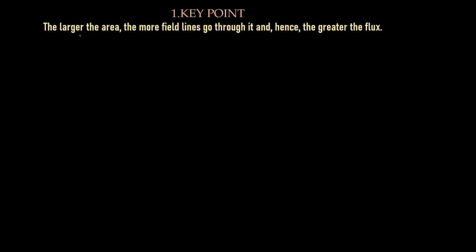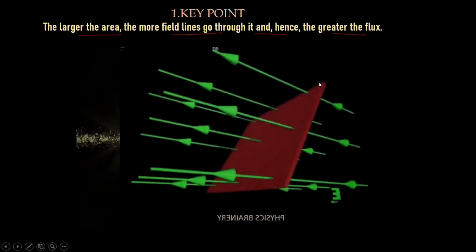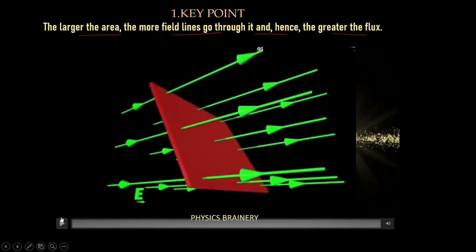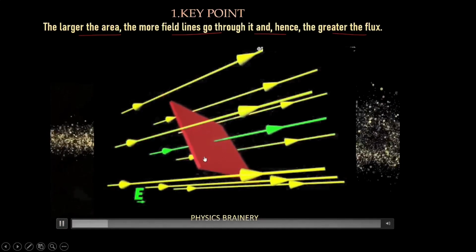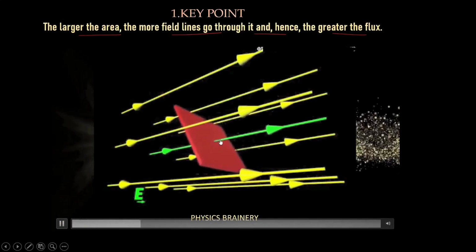So first we are dealing with this: the larger the area, the more field lines will pass through it and hence the greater the flux. Let us analyze this situation. So here we have the given surface area, and these are the electric field lines that are crossing it. If we increase or decrease the given area, let us see what will be the effect on the flux. So here we are first decreasing the area. So what we find is that the flux associated is lesser.